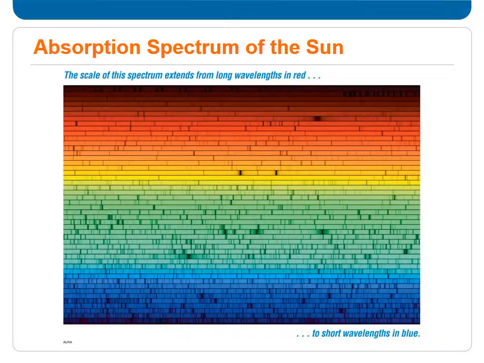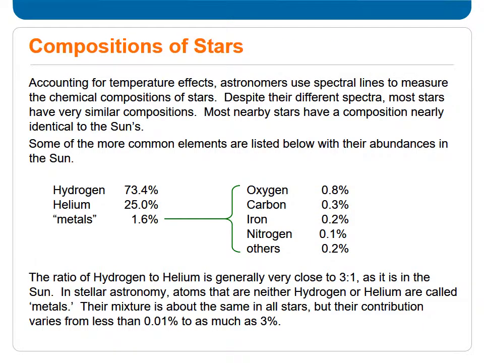Helium was discovered in the solar spectrum in 1868 in a previously unidentified yellow spectral line signature in sunlight during a solar eclipse by the French astronomer Jules Janssen. Helium is named after the Greek god of the sun, Helios. Accounting for temperature effects, astronomers use spectral lines to measure the chemical composition of stars. Despite their different spectra, most stars have very similar compositions.